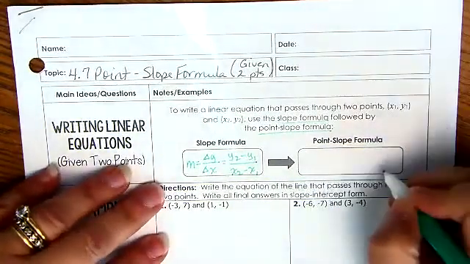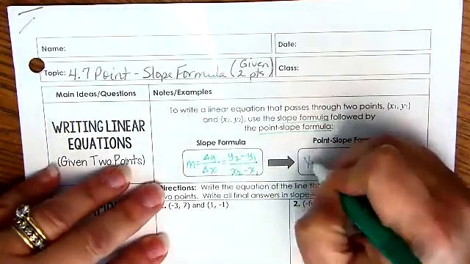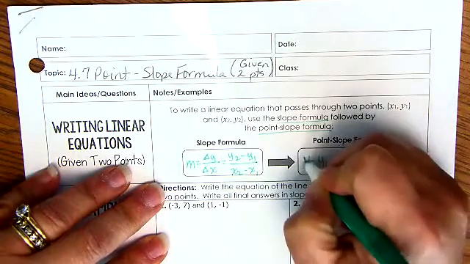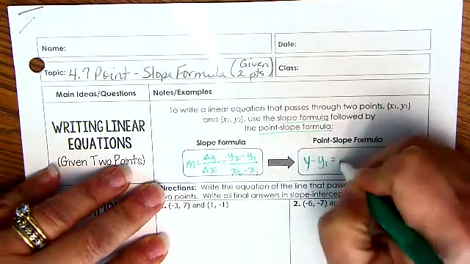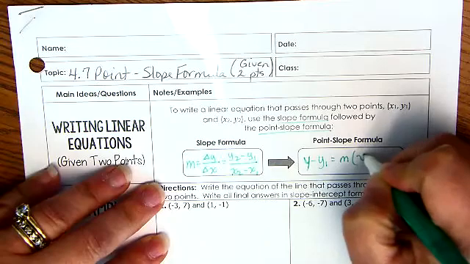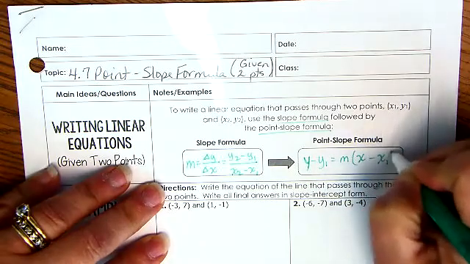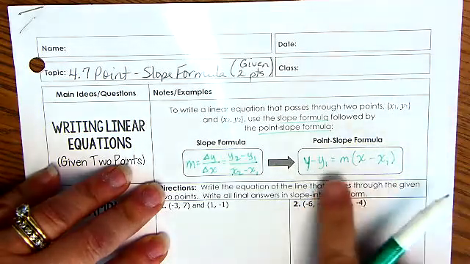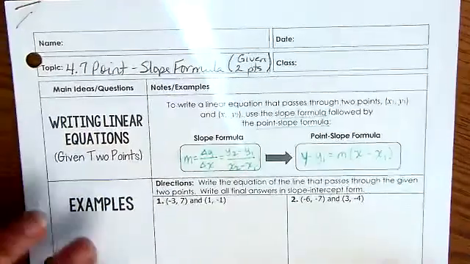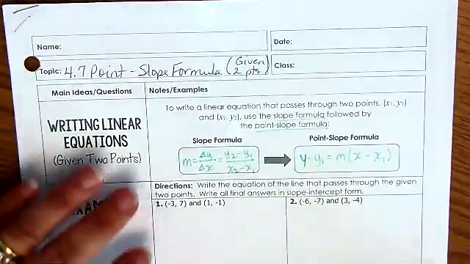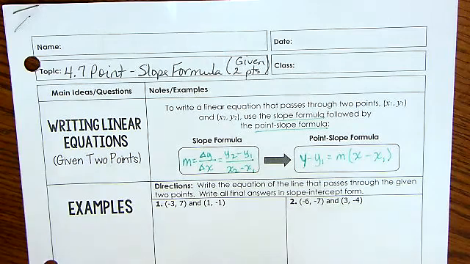And then as a reminder, the point slope formula is y minus y sub 1 equals m, open parentheses, x minus x sub 1. And that means you just pick one of the 2 points. It doesn't matter which point, you just pick one of them. Okay, so let's look at number 1.